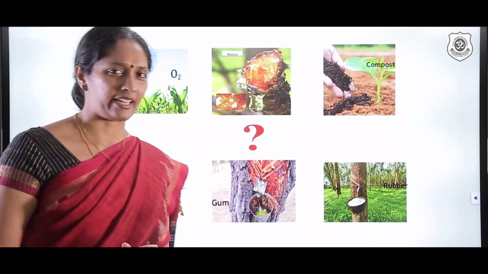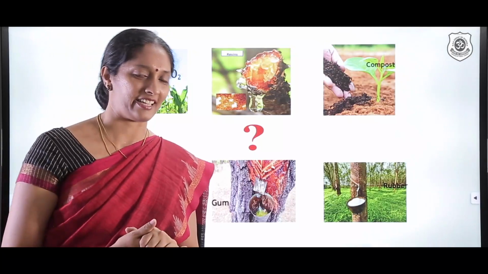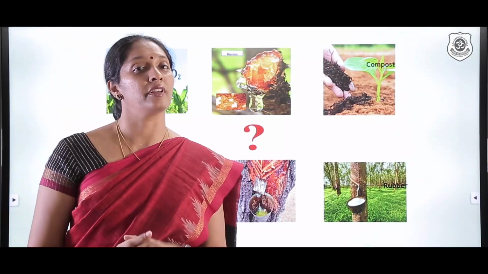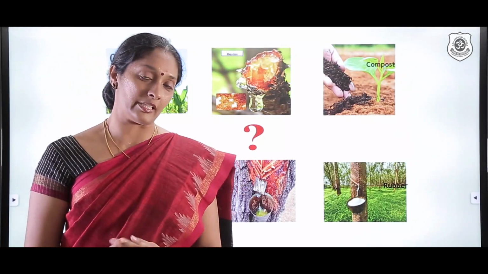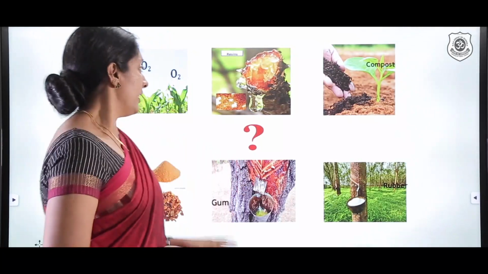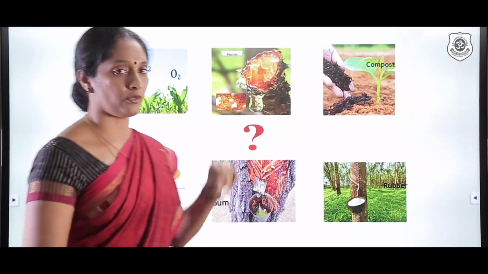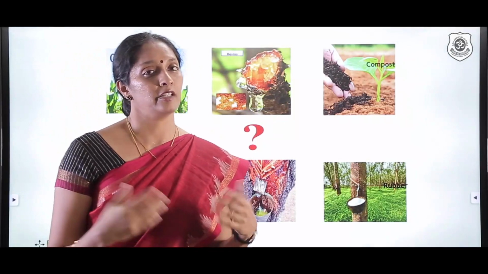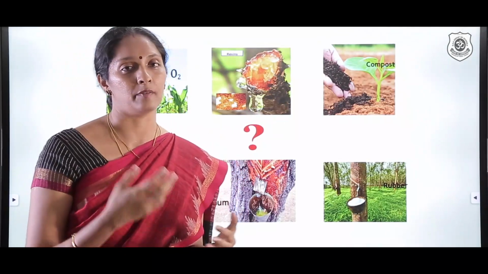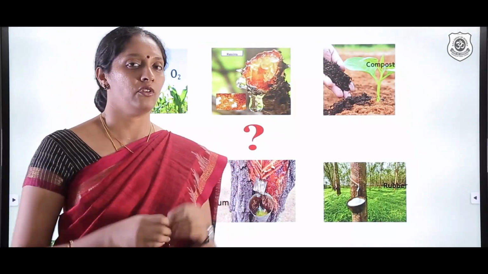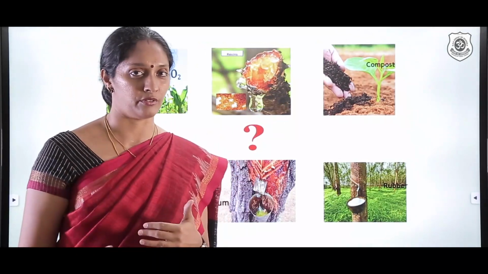Oxygen, is it getting excreted by the plant? Yes. By now we know that during photosynthesis, oxygen is being excreted out. And what about others? Compost. The compost is produced by the dry leaves and the bark of the trees. All these fall and we can make compost manure out of it.